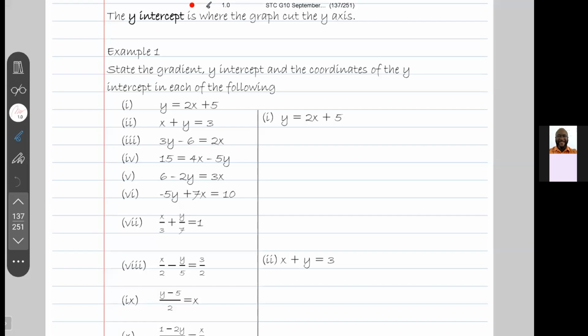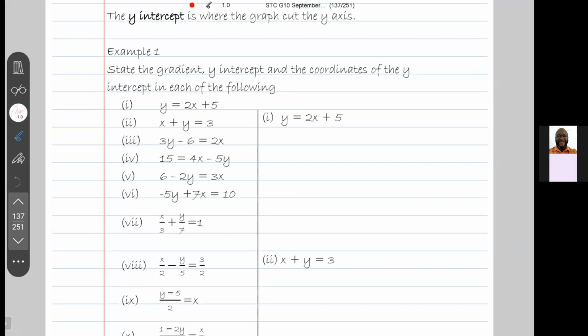All right, guys, let's have a look at example 1. Example 1 says state the gradient, y-intercept, and the coordinates of the y-intercept of each of the following. So these are all equations of straight lines, all of them.